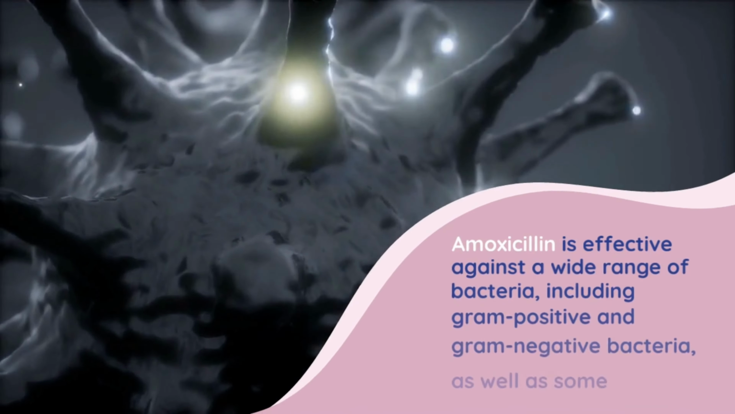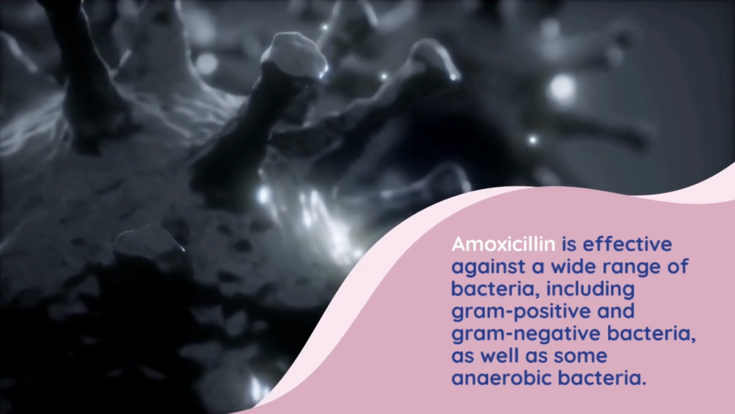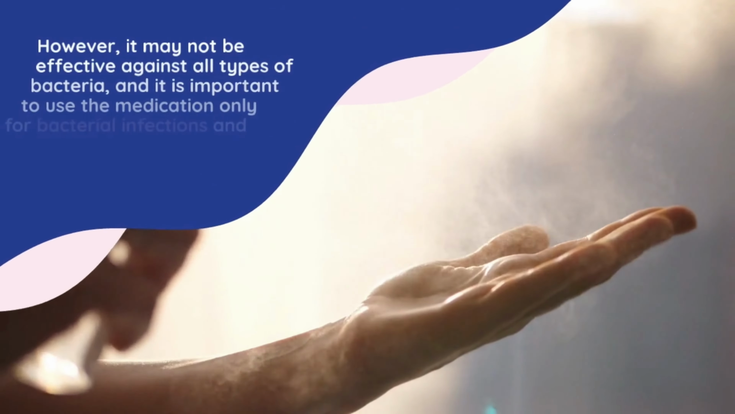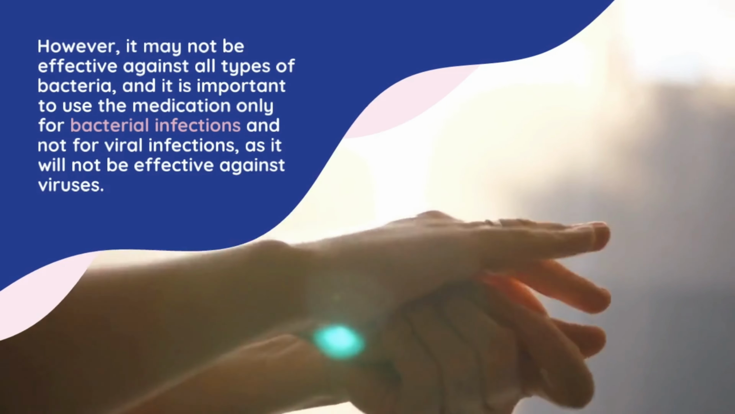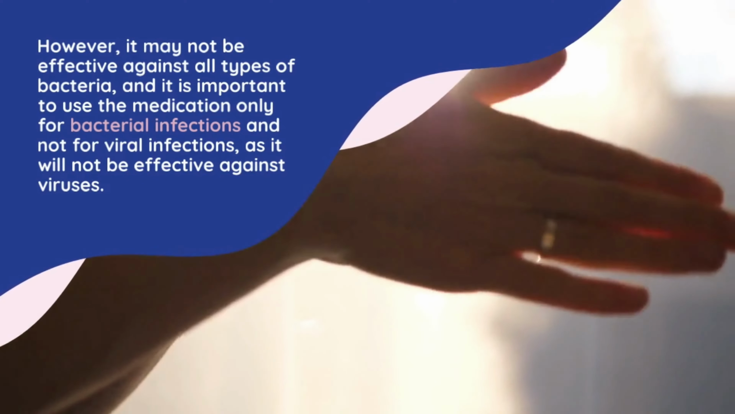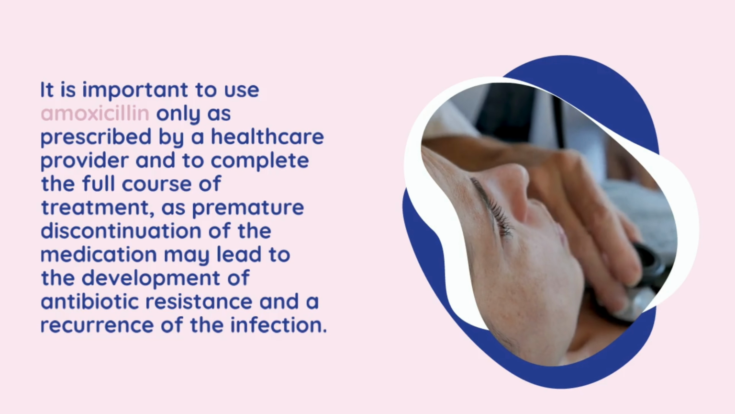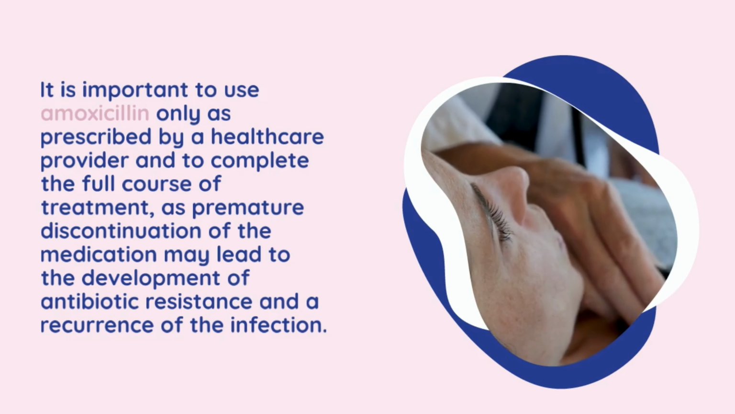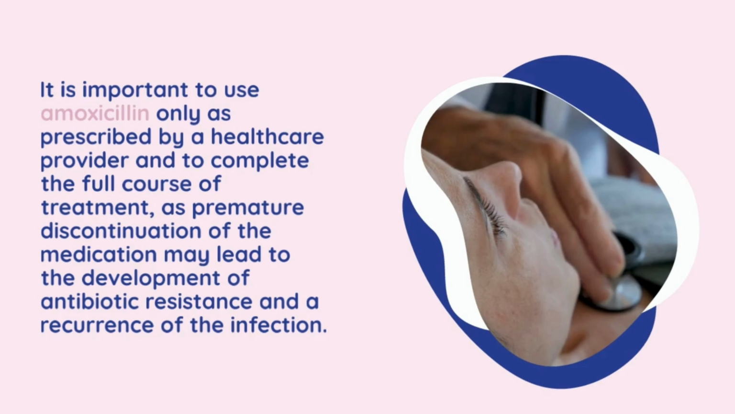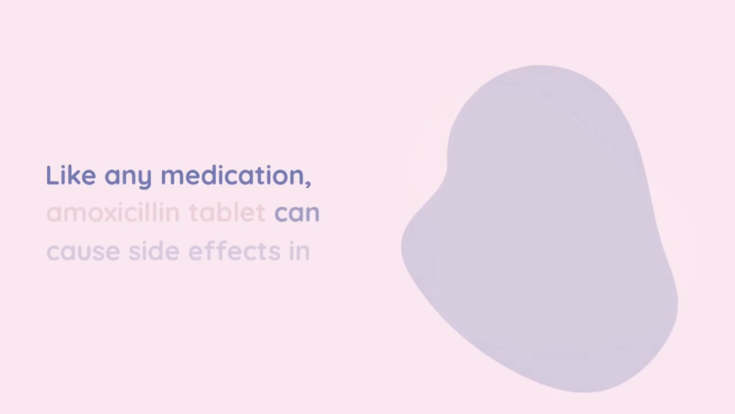Amoxicillin is effective against a wide range of bacteria, including gram-positive and gram-negative bacteria, as well as some anaerobic bacteria. However, it may not be effective against all types of bacteria, and it is important to use the medication only for bacterial infections and not for viral infections, as it will not be effective against viruses. It is important to use amoxicillin only as prescribed by a healthcare provider and to complete the full course of treatment, as premature discontinuation of the medication may lead to the development of antibiotic resistance and a recurrence of the infection.